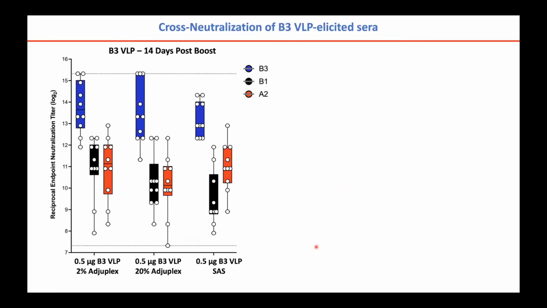Now, looking at cross-neutralization of the B3 VLP elicited sera, we saw something different than what we saw before. Again, we have a strong homologous response against the B3 subclade virus. Neutralization of a B1 subclade virus took a 4 to 6-fold hit. But interestingly, different from what we saw with the B1 immunogens, the A2 subclade virus was neutralized just as well as the B1 subclade virus was.